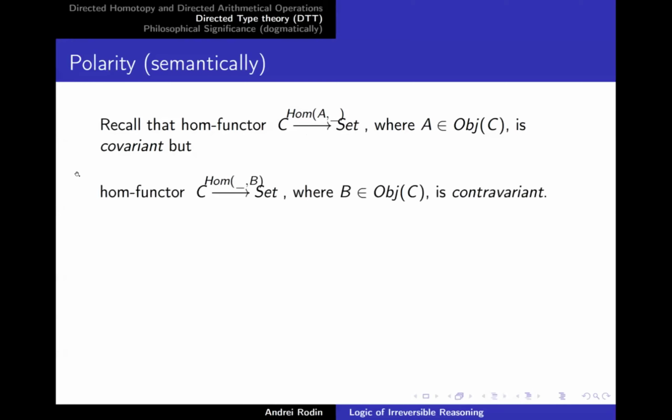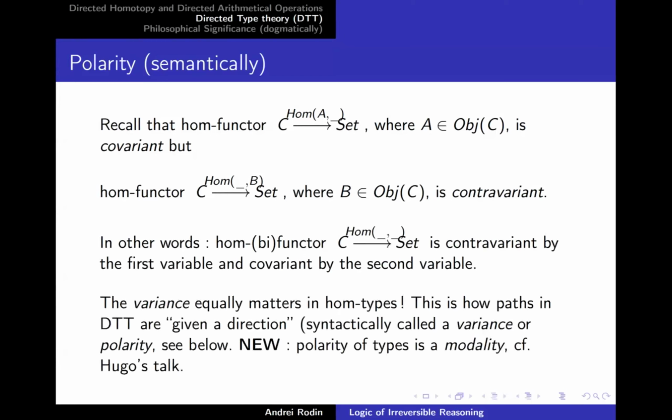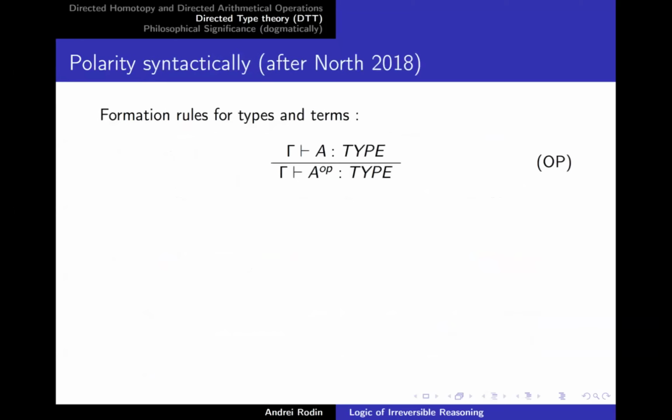On the other hand, if we switch the place, if we fix the object in the second place as a codomain, that functor is contravariant. Or we may say it is a general bifunctor: contravariant in the first variable, covariant in the second variable. And that motivates what we should do in directed type theory, because what we want, that's what I just added during Hugo's talk, is a modality. So we should somehow make it into syntax, into a specification, which is covariant or contravariant. So that's the idea here: to give types what is called polarity. Other people call it variance. And it is a modality, in the sense that Hugo talked about.